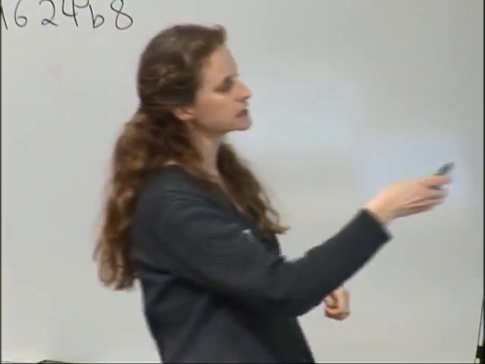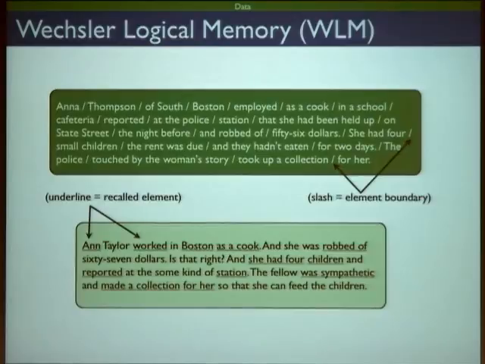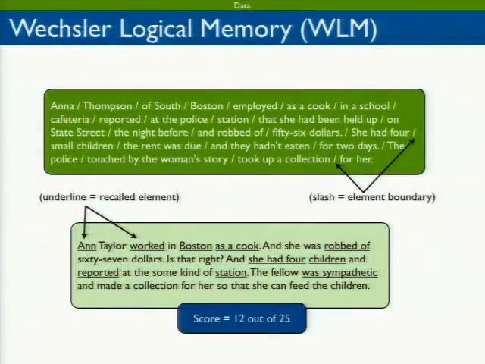So you can see that Anne is a correctly recalled version of Anna, but Taylor is not a correctly recalled version of Thompson. That's because these published scoring guidelines give pretty explicit directions about what are acceptable lexical substitutions and what sorts of paraphrases would be acceptable. And this person gets a score of 12 out of 25.